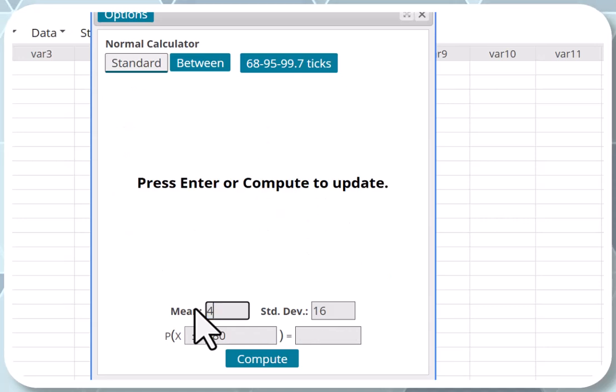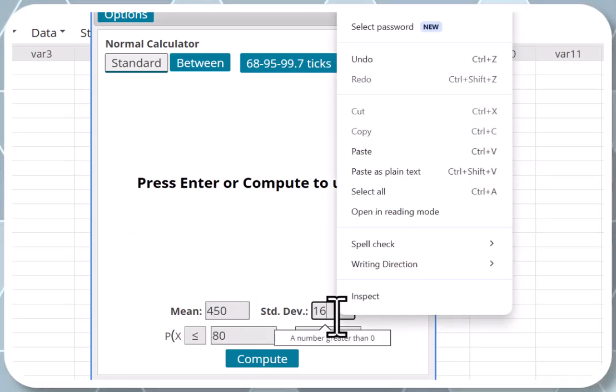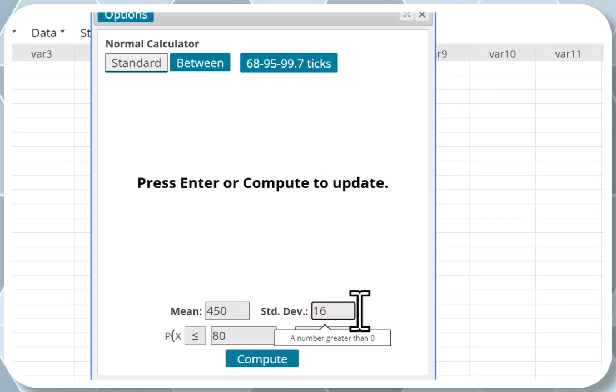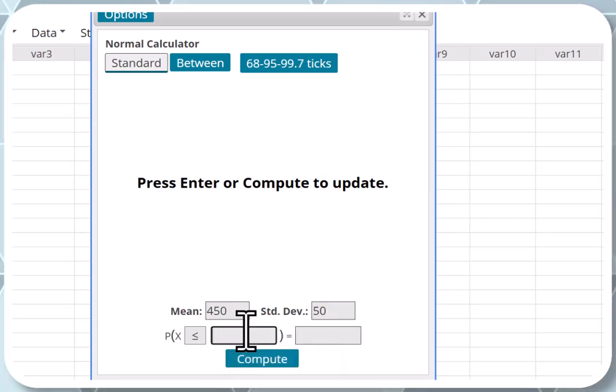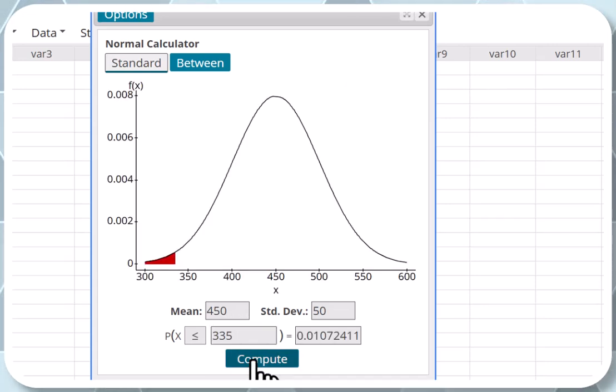Okay. Go to StatCrunch. 450, 50, and we need the probability of x less than 335. That's it. 0.0107. And if you want to change it to a percent, it will be 1.07%. Okay. Next question.